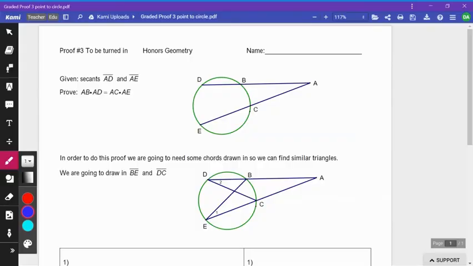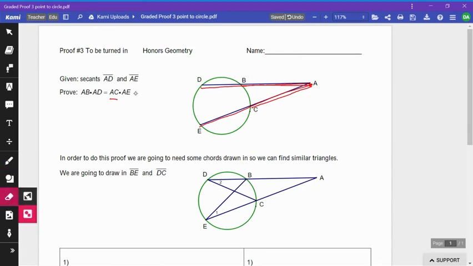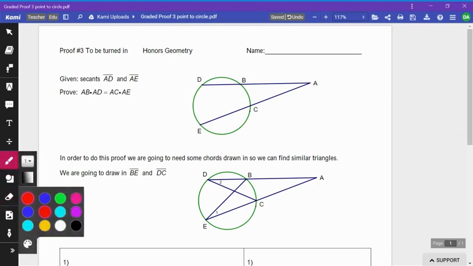Okay, so this is the proof that you are going to have to turn in through Kami. And if you notice, we are taking this idea of point to circle AB times point to circle AD, again, point to circle and point to circle. So what we want to do is find all of the things we did in our last proof, or most of them, as far as similar triangles, and try and prove that we have some similar triangles.